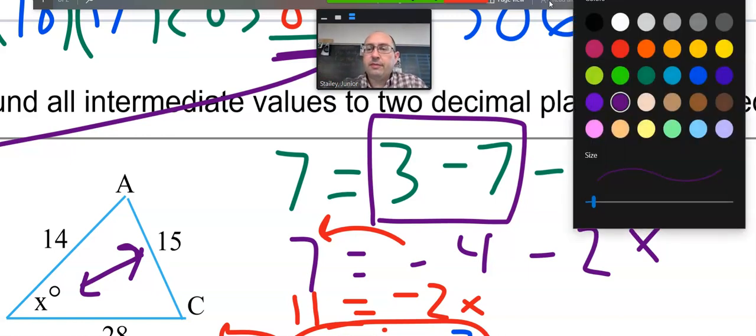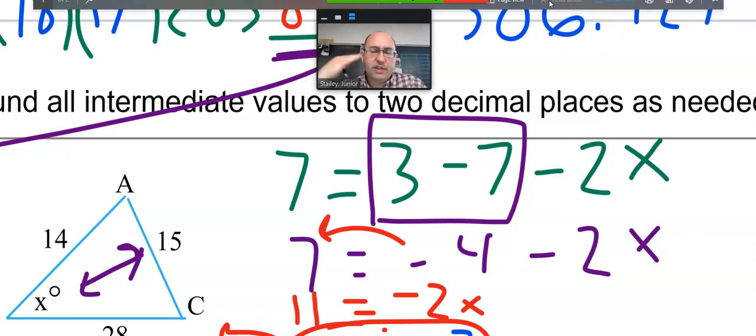Okay, so what would you do to solve this? I'm hoping that you would say, oh, Mr. Staley, you should take the 3 minus 7 and get negative 4. In other words, you're combining like terms. Hopefully you would do that, right? And then you would say, oh, Mr. Staley, I should add 4 to the other side. Get the constants together. I'm hoping you would say that.